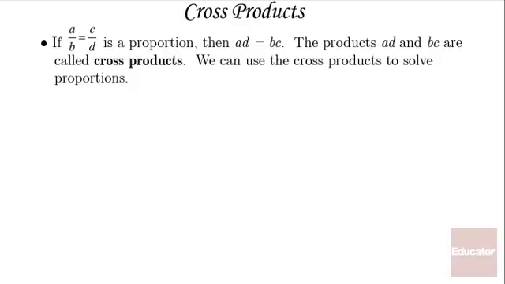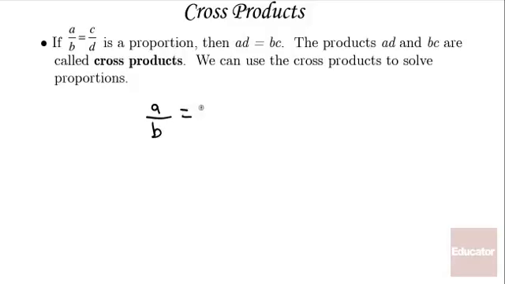Cross products are frequently used in order to solve proportions. A cross product is this: if A over B equals C over D, which is a proportion, then we can say that AD equals BC. And we arrive at cross products through what's called cross multiplication.